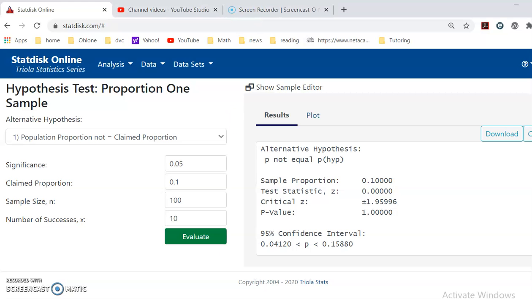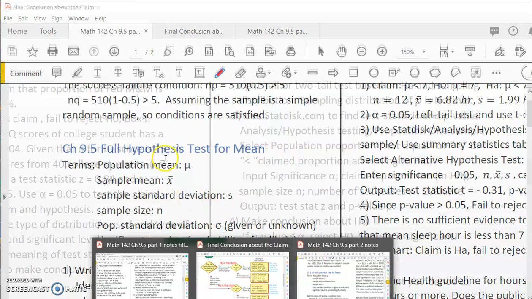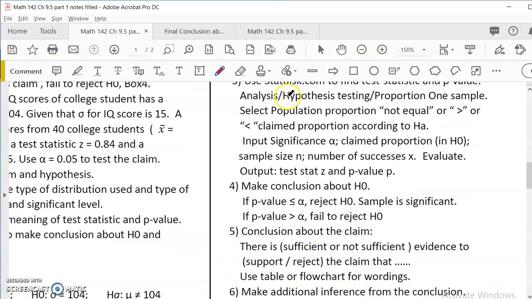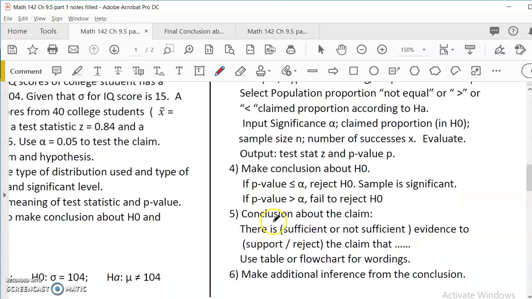So let's go back to our notes. But basically, in all of these, that's what you do. So this is step 3. That's the calculation. You will need to get a test statistic Z and p-value. And then the next 2 steps are making a conclusion. To make a conclusion about the null hypothesis H0, if the p-value is lower than alpha, then you reject H0.